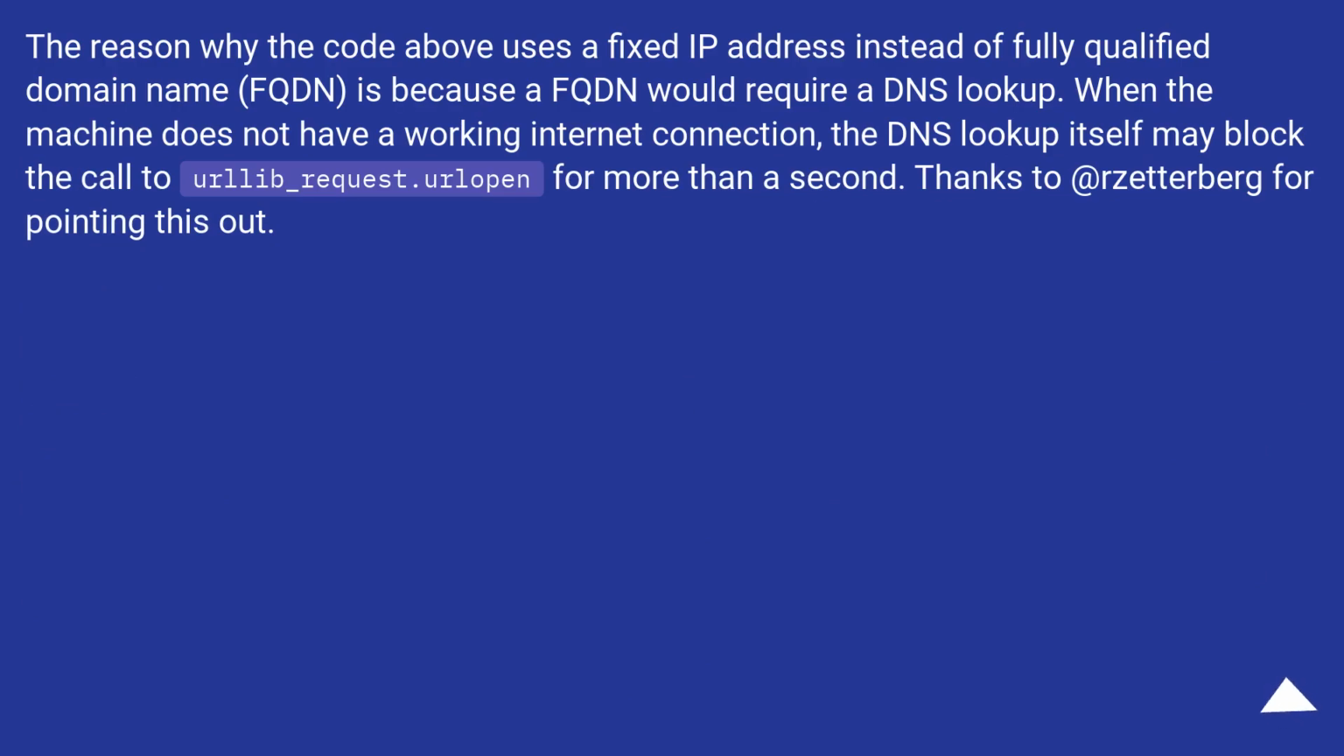The reason why the code above uses a fixed IP address instead of a fully qualified domain name, FQDN, is because a FQDN would require a DNS lookup. When the machine does not have a working internet connection, the DNS lookup itself may block the call to urllib_request.urlopen for more than a second. Thanks to Edward Zetterberg for pointing this out.